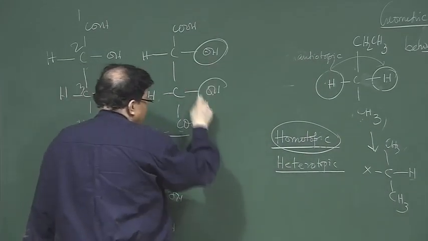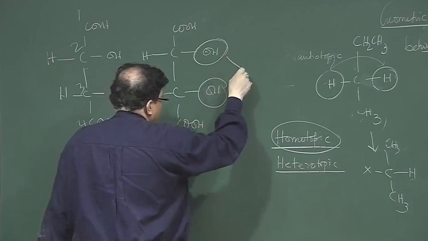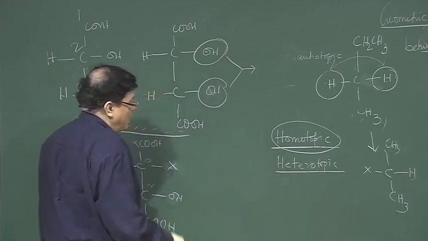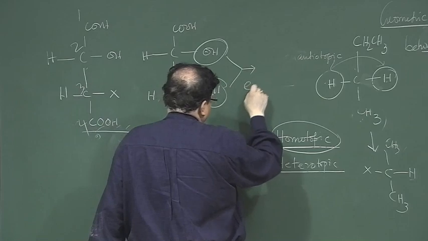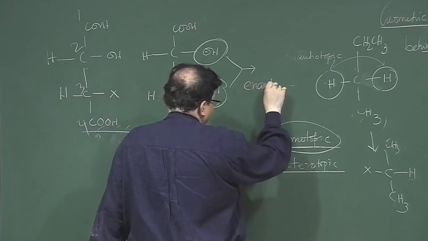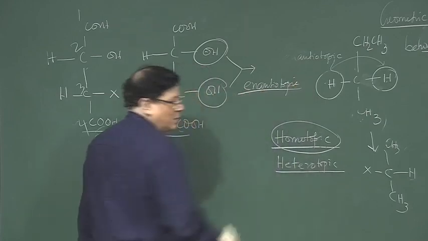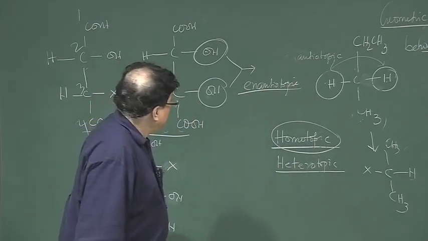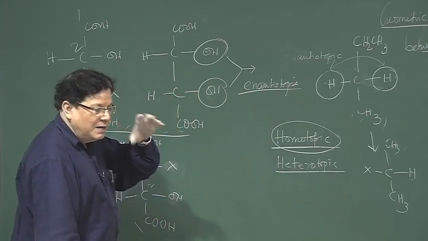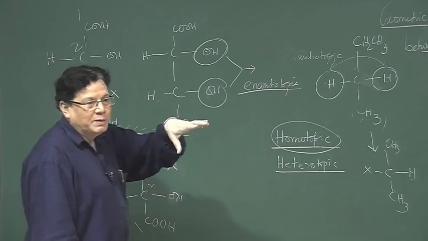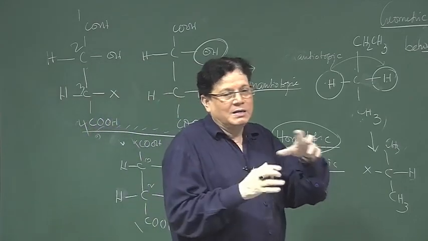So, these two OHs are then enantiotopic. Okay. And in terms of symmetry elements, I gave you how to do homotopic. Homotopic ligands are connected by C2.